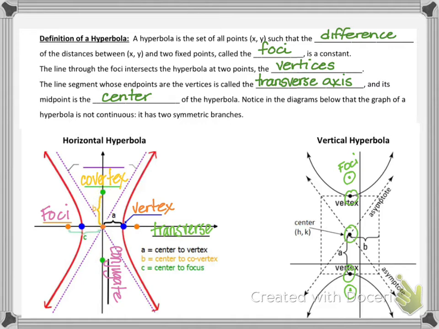And last but not least, we have the asymptotes. The asymptotes will always be depicted by 2 dashed lines, and these help determine the width of our hyperbola, our pair of curves. So let's actually look at what those standard equations look like.